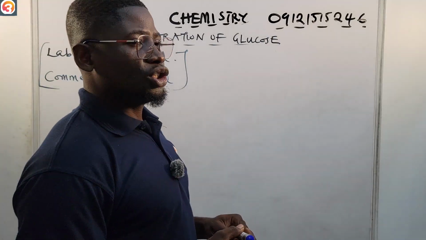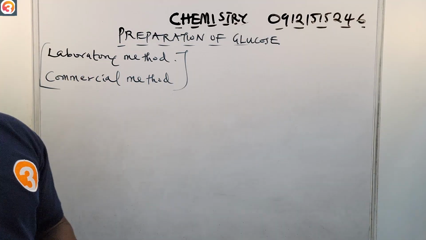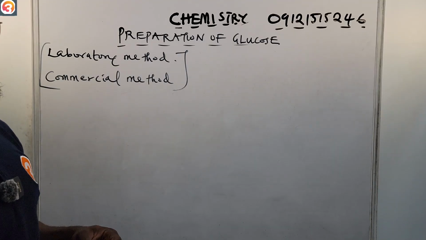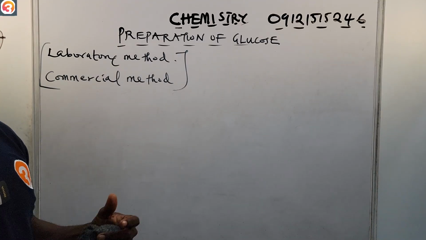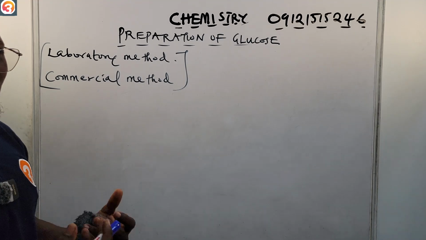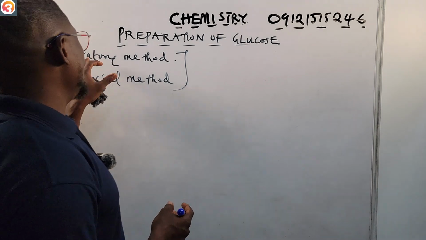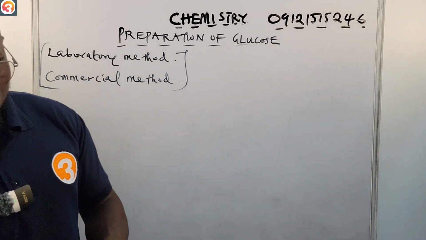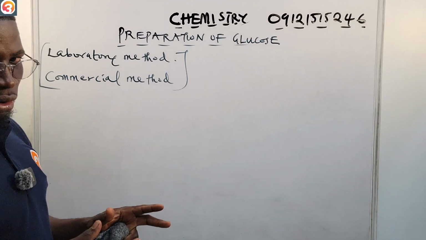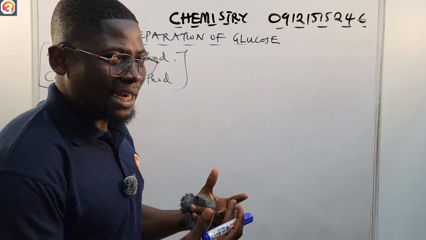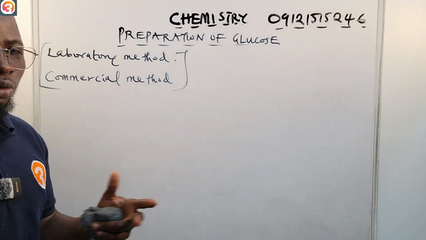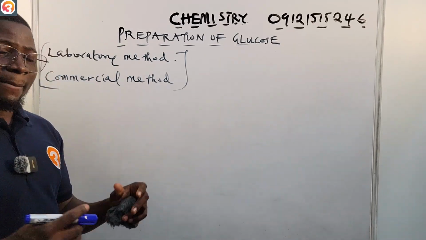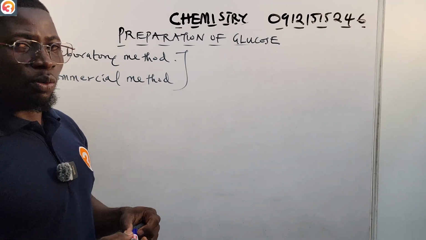So now let us quickly go back to the board and talk about how we can prepare glucose. Preparation of glucose. So the laboratory method for preparing glucose is, of course, from the hydrolysis of sucrose. Hydrolysis is splitting by means of water. When we perform hydrolysis on sucrose, we are going to have glucose and fructose. It's like you are breaking down a disaccharide like sucrose into two monosaccharides called glucose and fructose, and it is aided by an enzyme that we call invertase.